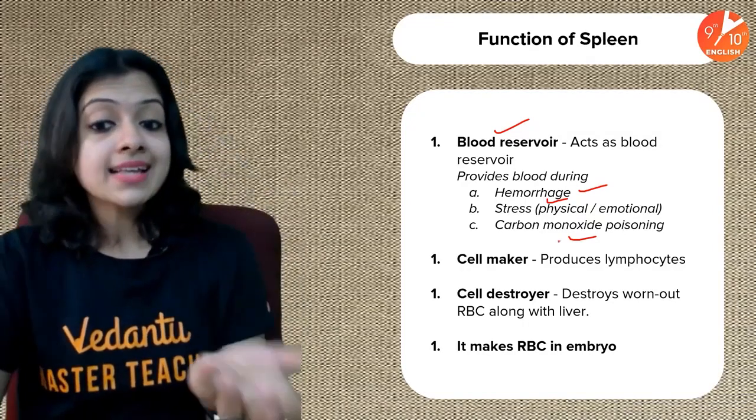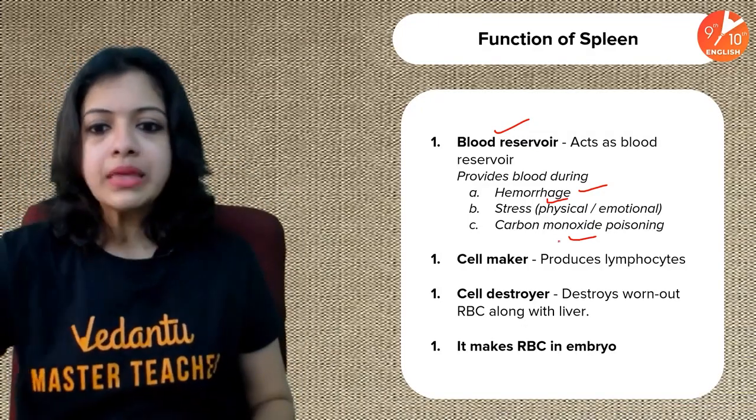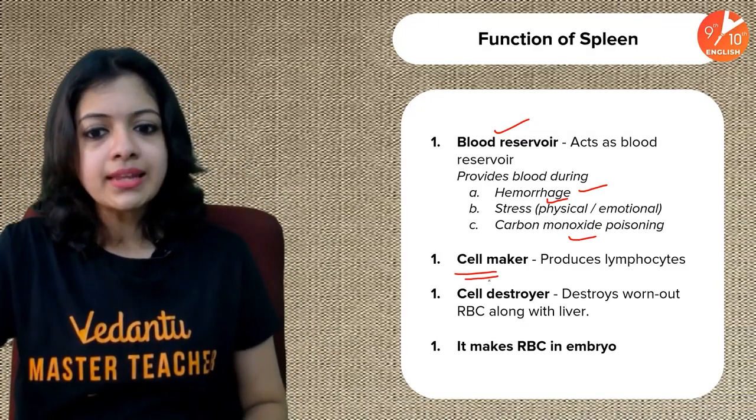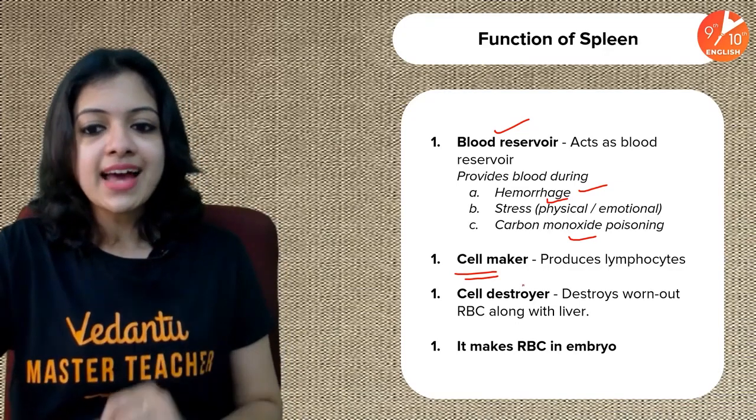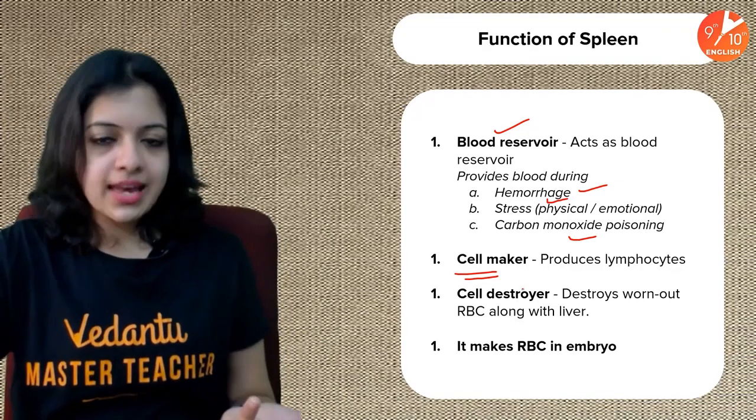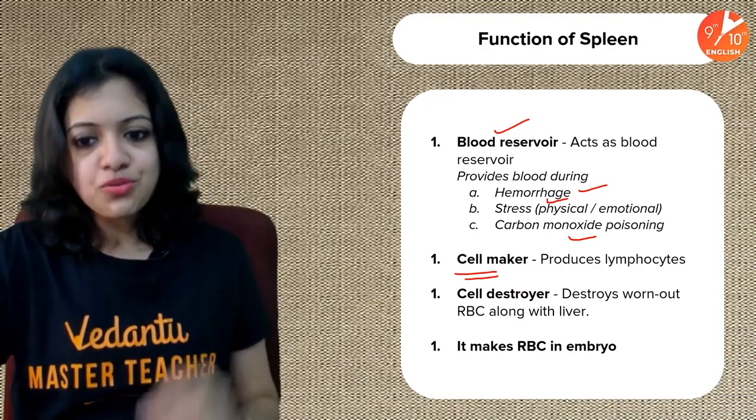And then it acts as a cell maker. What do you mean by that? The spleen acts as the cell maker in the sense that it produces lymphocytes, a type of WBCs, right?